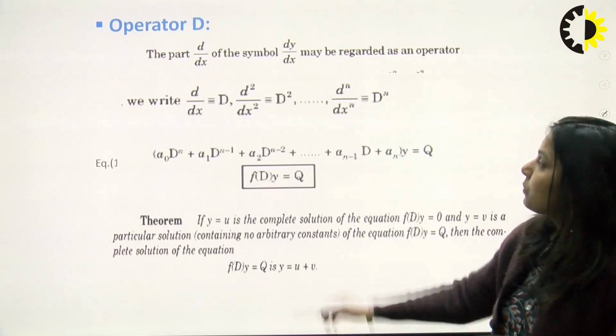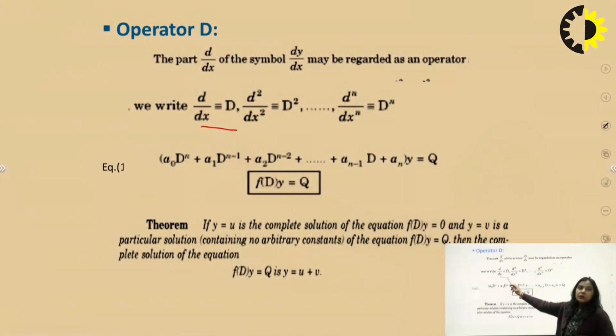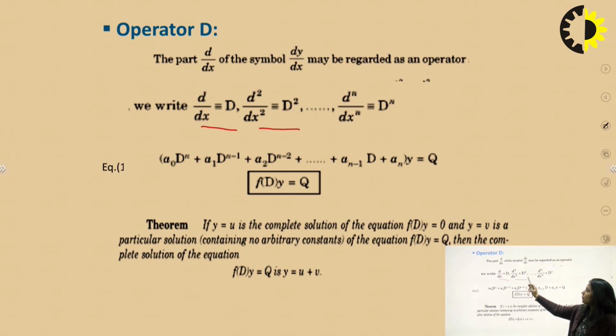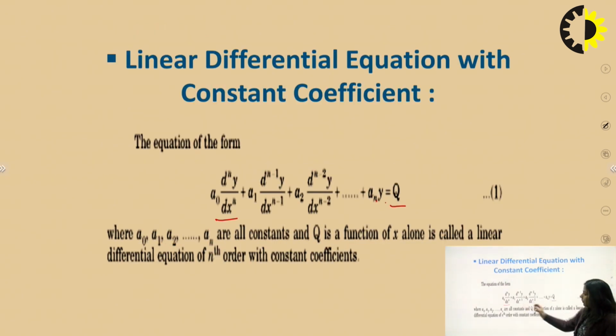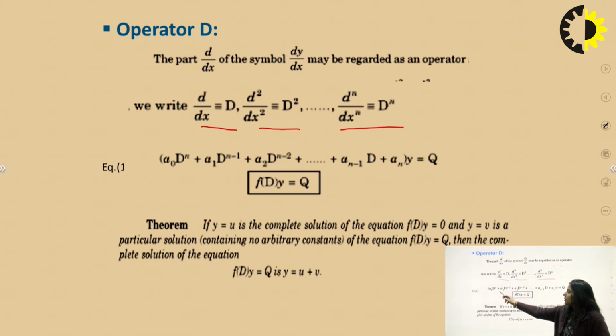Now let us assume that d/dx is equivalent to capital D. Therefore d²/dx² is equivalent to D², and up to d^n/dx^n is equivalent to D^n. So equation 1 is converted to (a0 D^n + a1 D^(n-1) + a2 D^(n-2) + ... + an) y = q. Here this is a function of D, so we can write f(D) y = q.